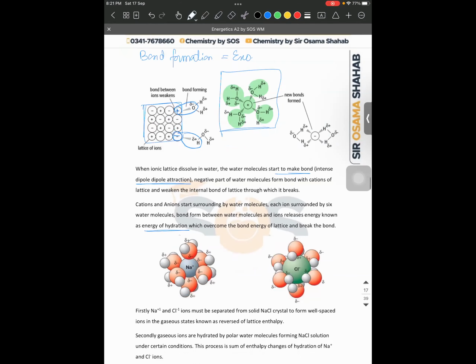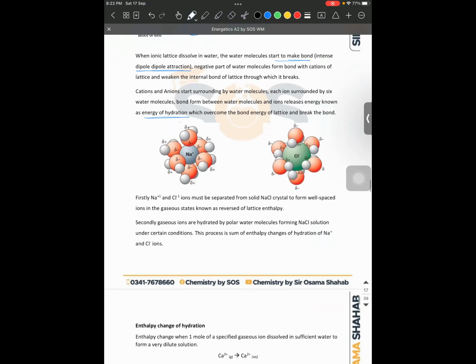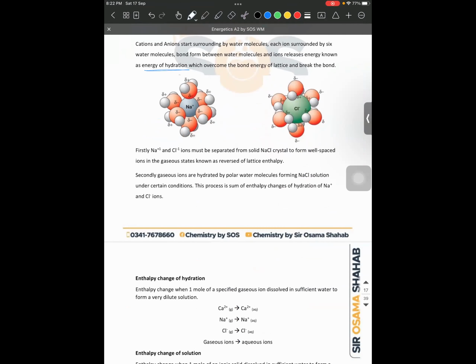Now, this is the thing that you need to understand. If you remember, in the previous chapter we were talking about the Na positive and Cl negative ions being separated from NaCl. In the Born-Haber cycle, we were talking about how gaseous Na and gaseous chloride combine together to form solid NaCl. This was what lattice enthalpy, right?